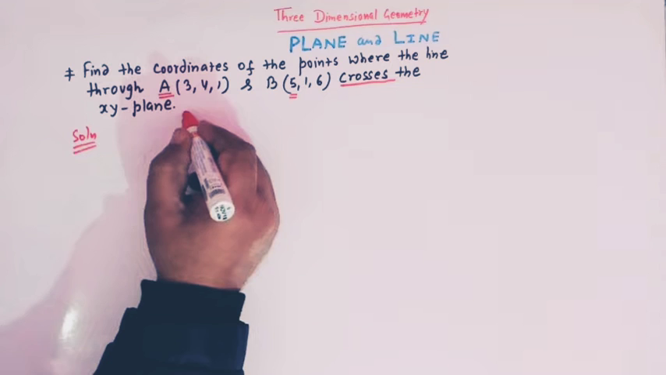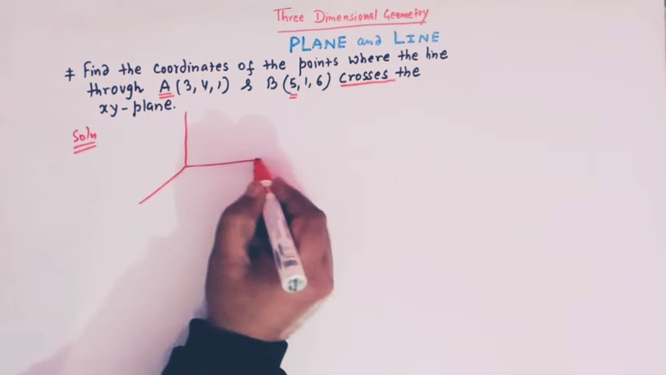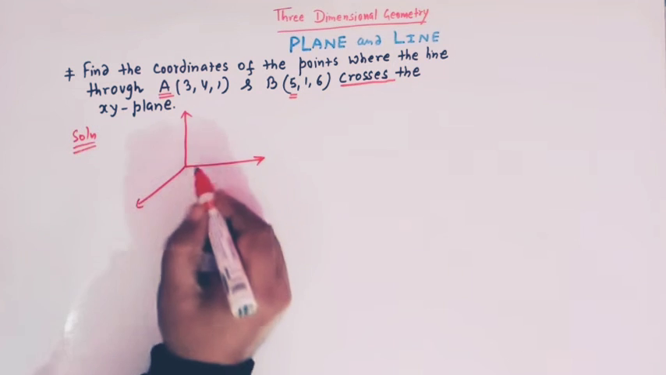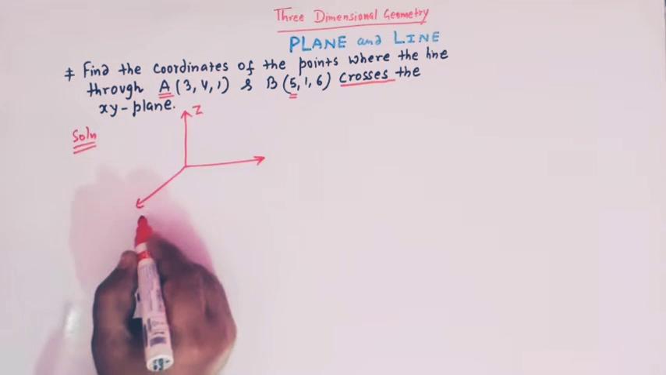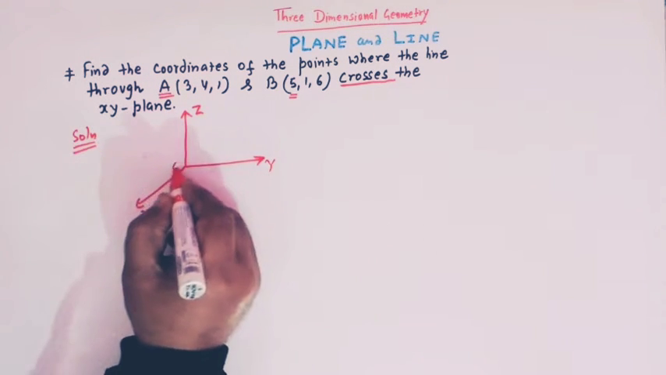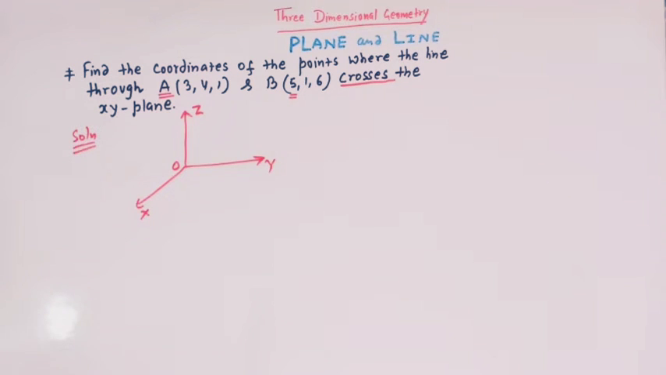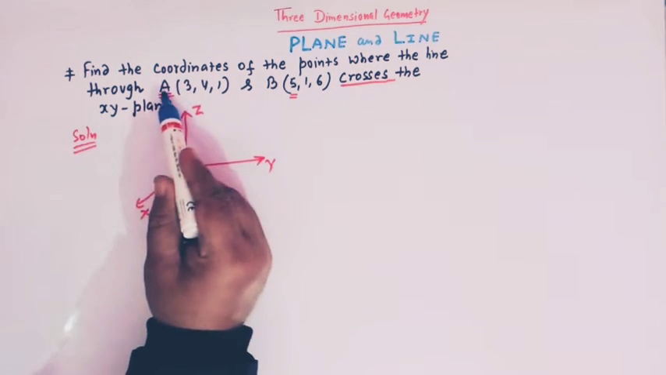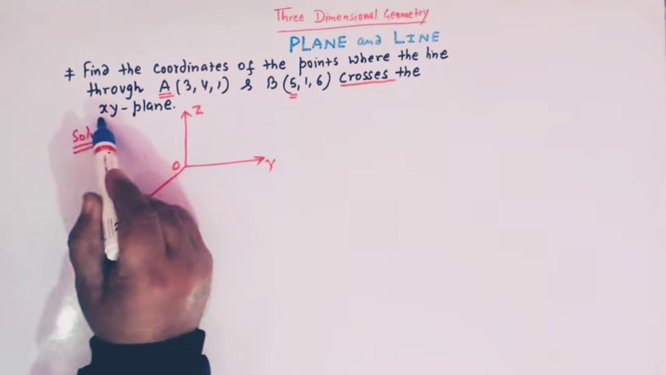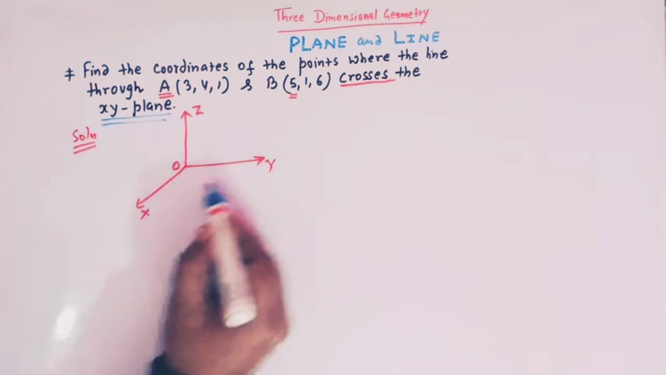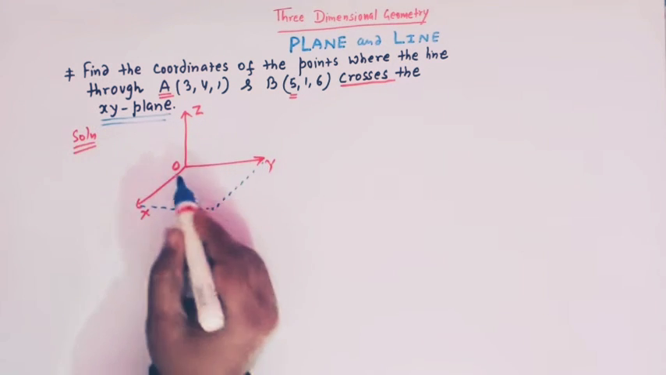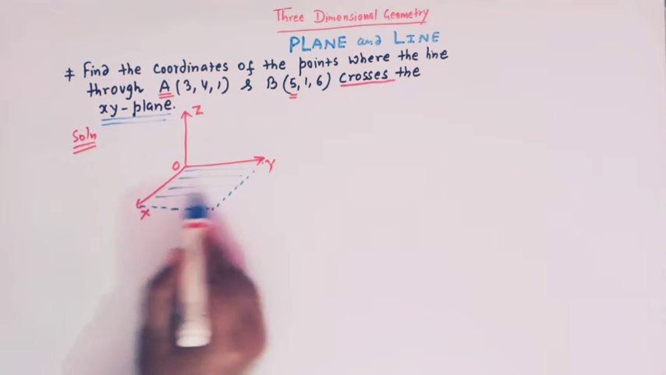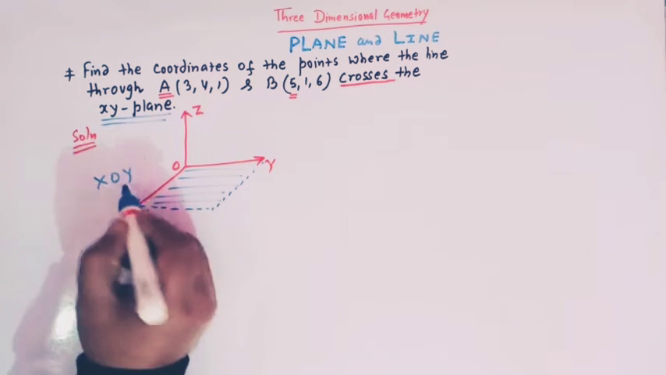So let us take the axes here. We have the three mutually perpendicular axes. So this is the z-axis, this is the x-axis, and this is the y-axis, and this is the origin. Now the line is passing through A and B and it is crossing the xy plane. So we see that the xy plane is given by this plane. So this is the xy plane, or we can say the XOY plane.